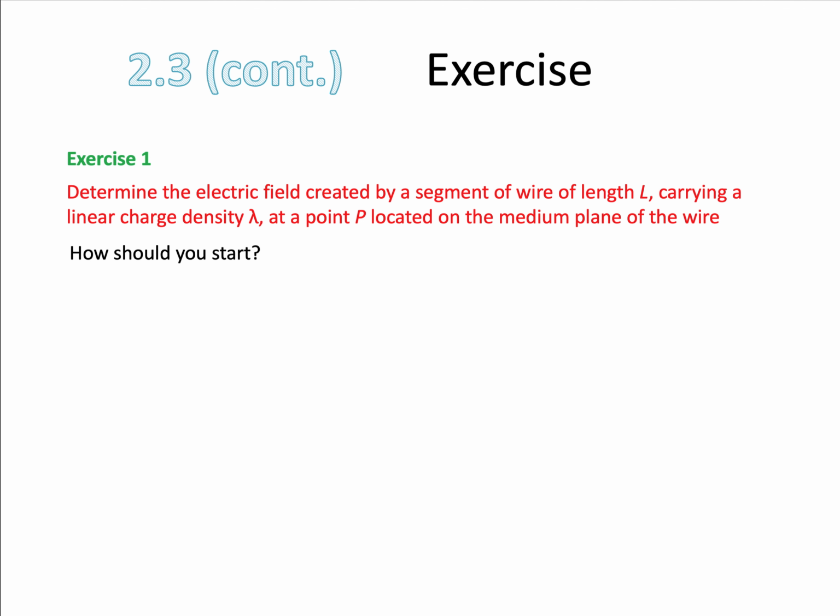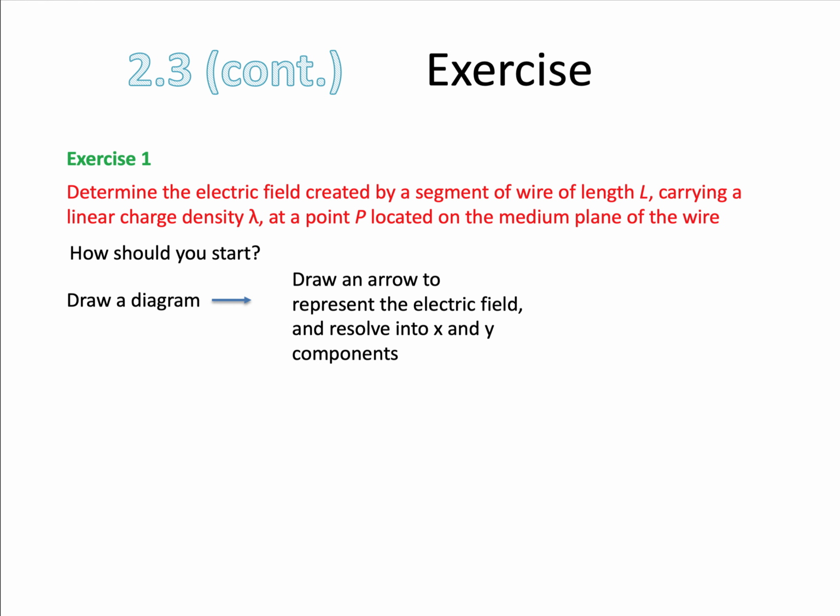So the first step is always to draw a diagram, just to figure out what's going on. And then once you've done that, you want to draw another diagram to represent the electric field, which you should be able to resolve into x and y components. You then need to figure out an expression for a tiny chunk of the electric field, so the electric field coming from a tiny bit of the length of wire.